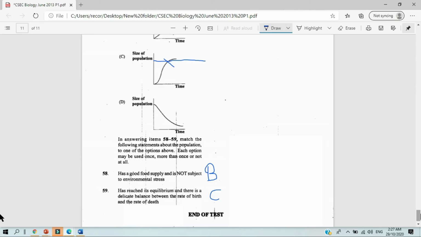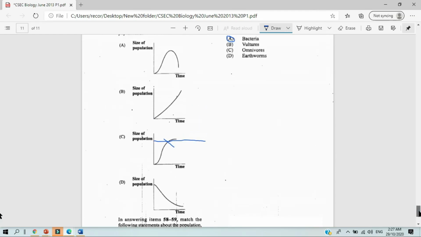58 has a good food supply and is not, look at this word, not subjected to environmental stress, or you could say environmental resistance. Environmental stress and environmental resistance are going to be things like competition, food, space, water, predators, disease, that type of thing. So which of these would not be exposed to any of this? Let us look at this.